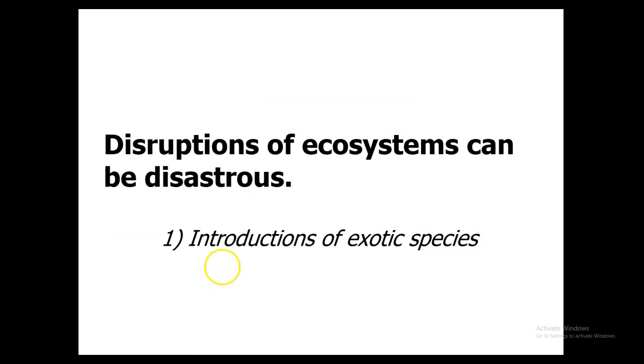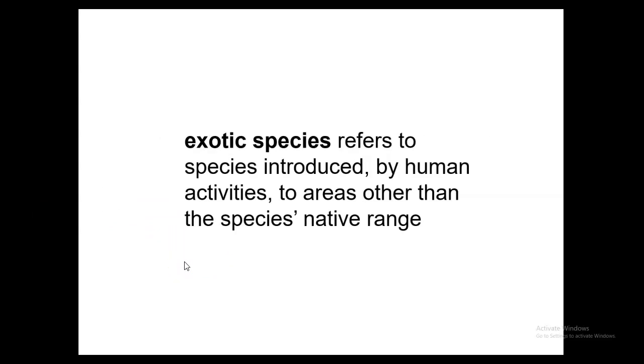So disruptions of ecosystems can be disastrous. One way is the introduction of exotic species. An exotic species refers to a species introduced by human activity to areas other than those where the species is native. It can be intentional or unintentional. These species can cause harm: economic, environmental, or even harm to human health.